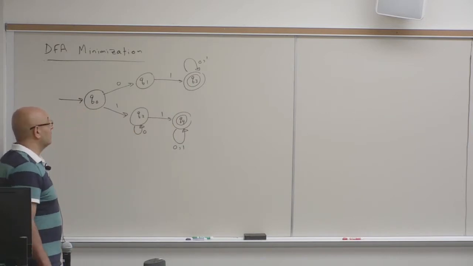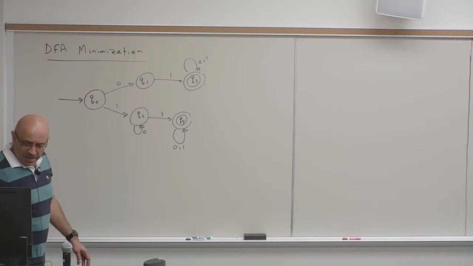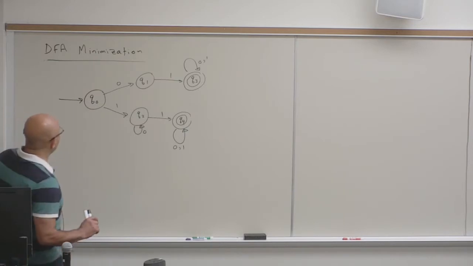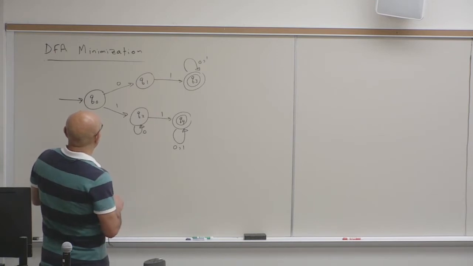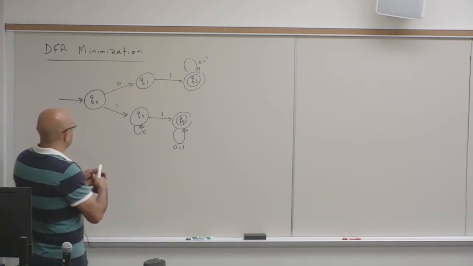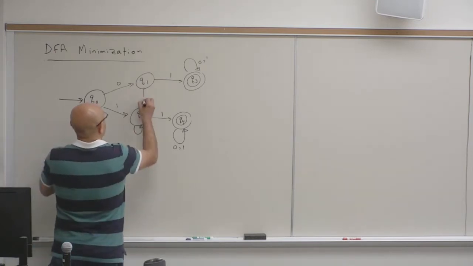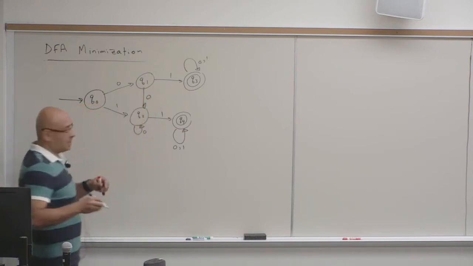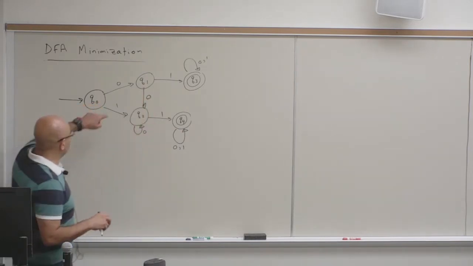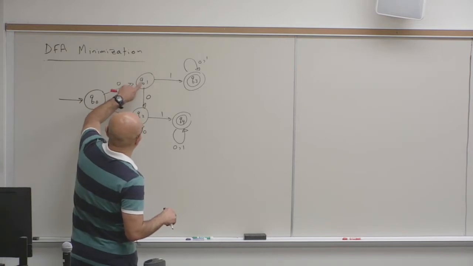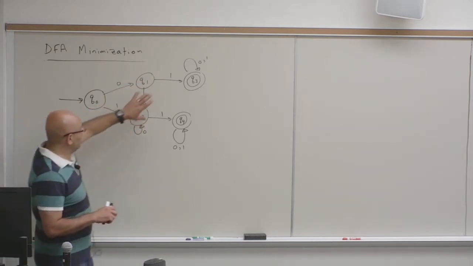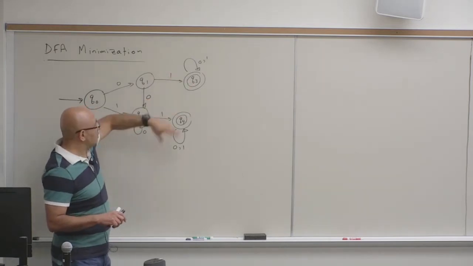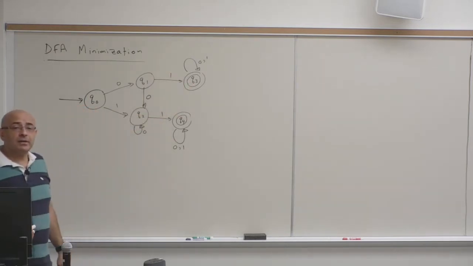Does Q1 loop on 0 too? We did not specify the 0. Okay, so yes, there is a 0 transition from Q1 to Q1, thank you. So in this case, you can combine Q3 and Q4. What else?